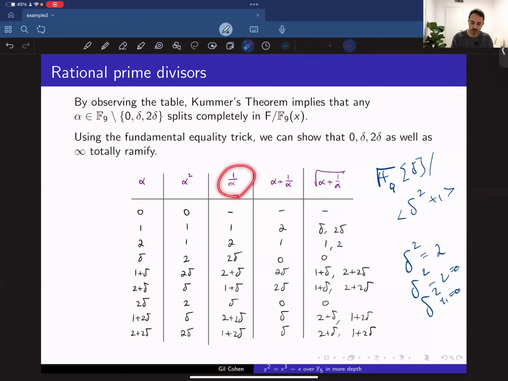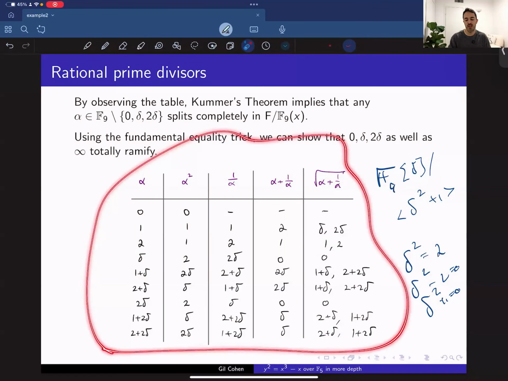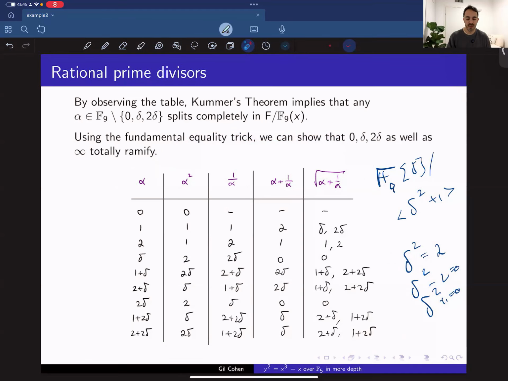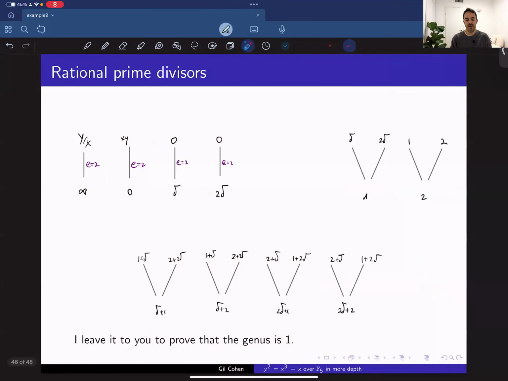And I also computed 1 over alpha because we need this, right? If you remember, we need that thing, because y squared is x plus 1 over x. So anyhow, this is a table that will help you to calculate in F9 in this particular representation. And if you do that just using the fundamental equality trick and the other things that we saw, you'll get this behavior. So above infinity, there is only one place that totally ramifies, and its local parameter is y over x. So you can call it infinity if you want.